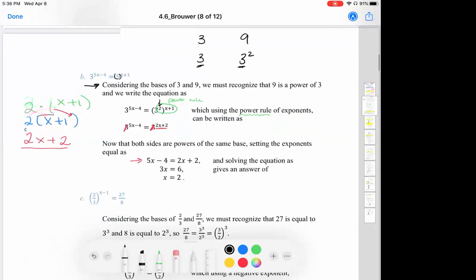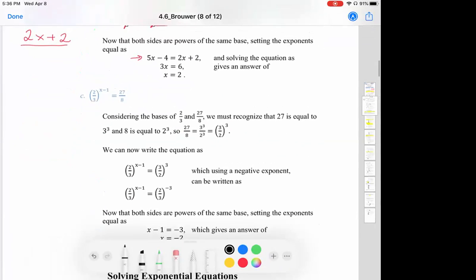All right, example C. Well, this is different, right? We have fractions. So our goal is always to have that same base. How can we get the same base? This one's really hard. Okay, so let's think about the numbers that we have. We have these numbers: 2, 3, and 27, and 8.